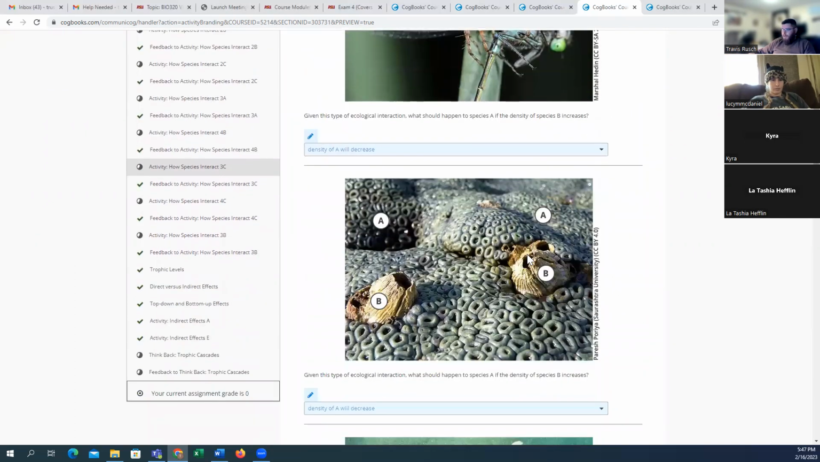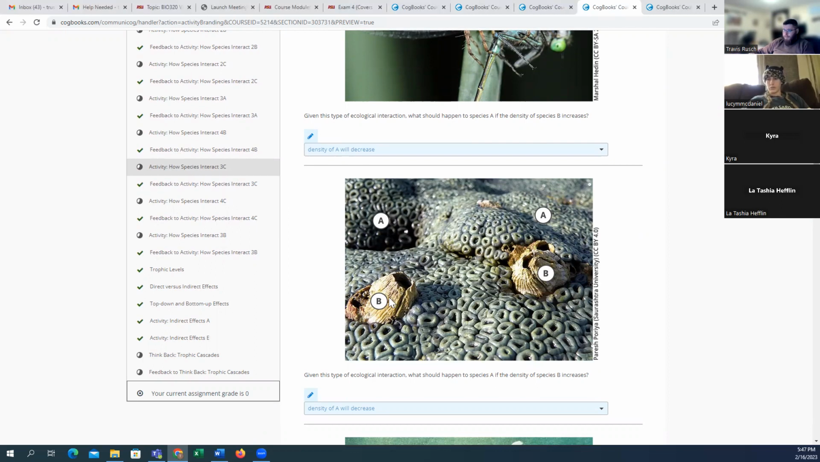And then this one, I had to look this up the first time I taught the class too. Does anybody know what we're looking at here? Looks like different species of barnacles. Yeah, exactly. And what interaction is happening here? They're competing over space. Exactly, right?